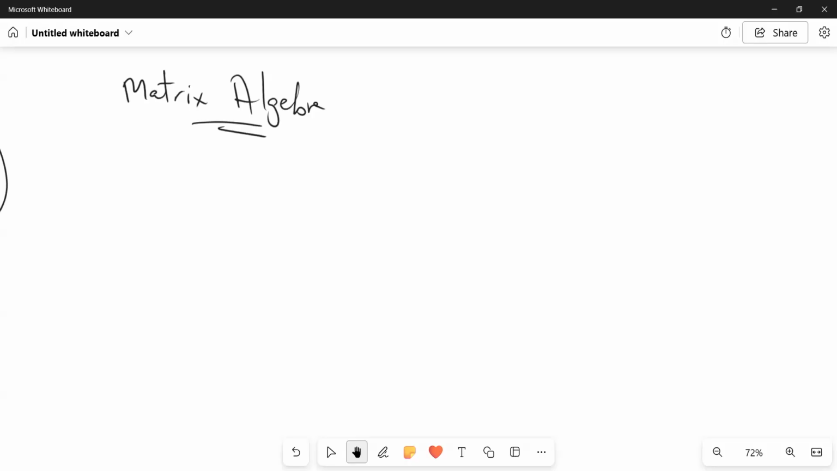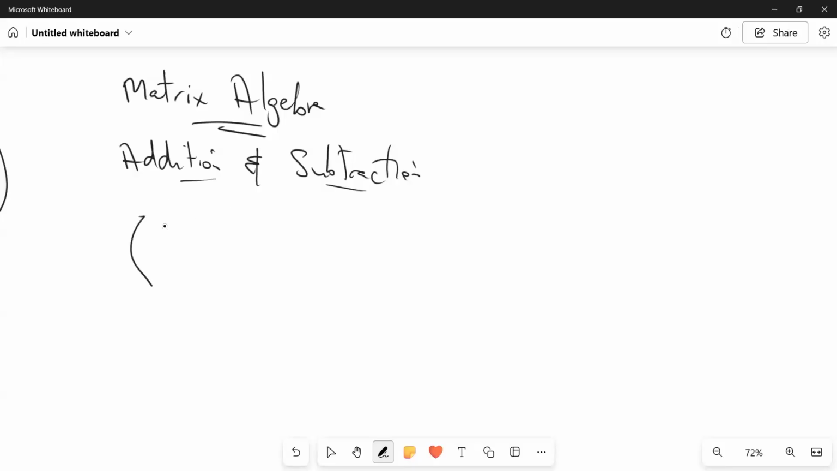Good. So let's start with addition and subtraction. Those are always the easier ones, right? Good. Let's say you have a matrix, and you're adding 5, 1, 2, good, like that, right?